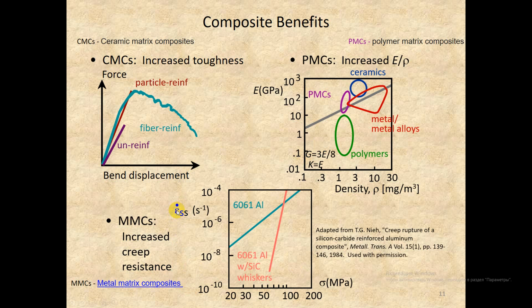This is strain and stress. These are properties of different materials adapted from near creep rupture of a silicon carbide reinforced aluminum composite.